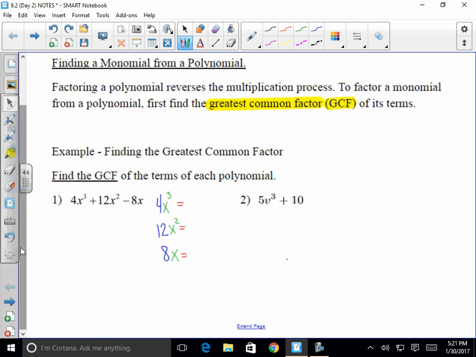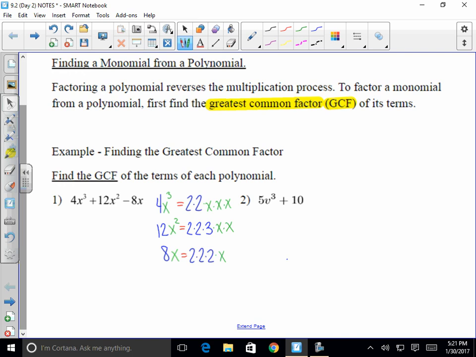So what we're going to do is, the numbers in blue are the coefficients. So I want the prime factors of those numbers. So 4 is 2 times 2, and the x is x times x times x. X to the third means that x is being used as a factor 3 times. All right, 12x squared, the prime factors of 12 is 2 times 2 times 3, and then I have 2 x's, that's times x times x. Then I have 2 times 2 times 2 is 8 times x.